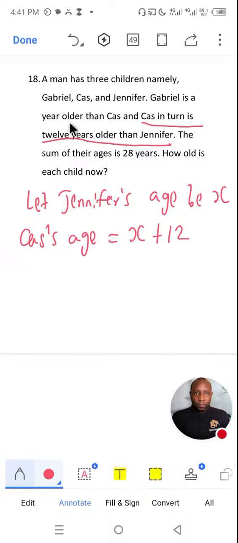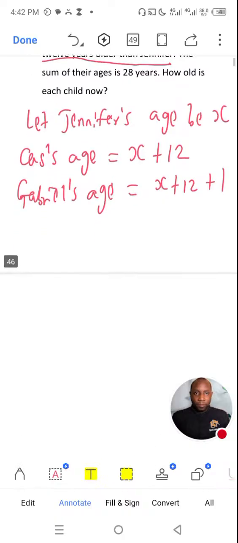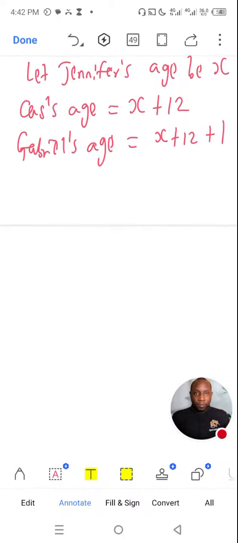Gabriel is a year older than Cass. So Gabriel's age is a year older, so what do you have to do? x plus 12, you add 1 to it because they said a year older. You see what I'm doing now? You add 1 to it because we're told that he's a year older. Does this make sense? So we have all we need now to get our answer.